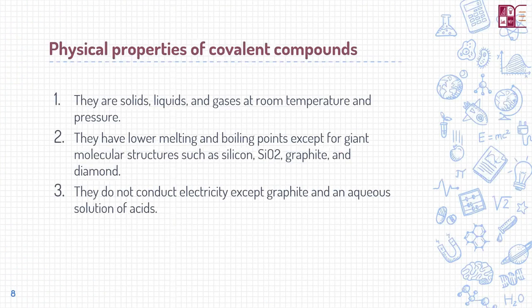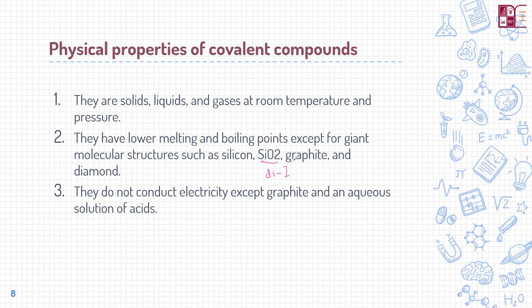So this is my next slide. The covalent compounds are usually solids, liquids, and gases at RTP, and they have lower melting and boiling points, unless they are giant molecular structures, such as we discussed in our earlier lectures as well. For example, SiO2, silicon dioxide. Why dioxide? Because of two oxygen atoms. So di is for two.